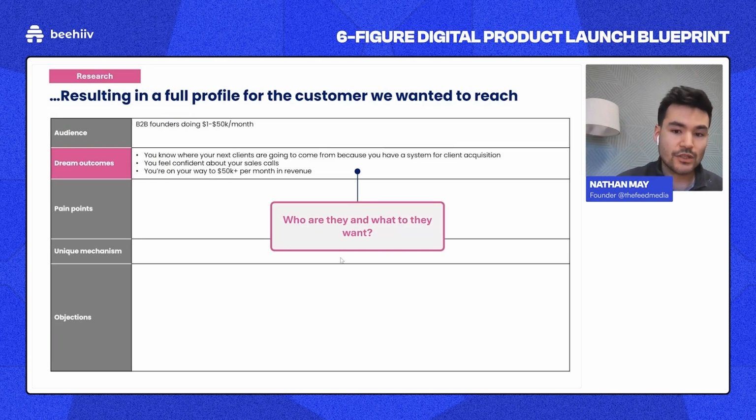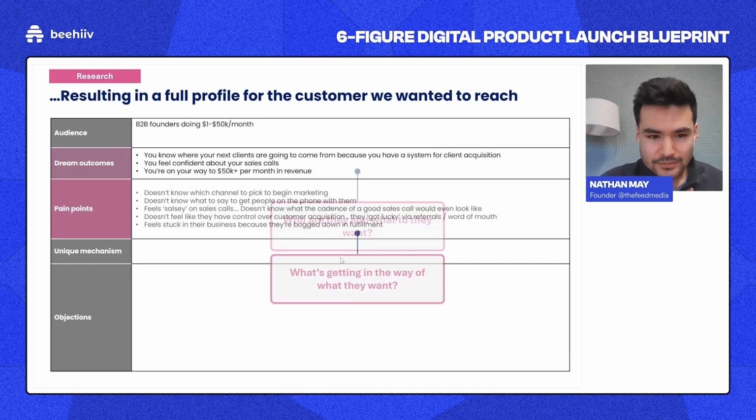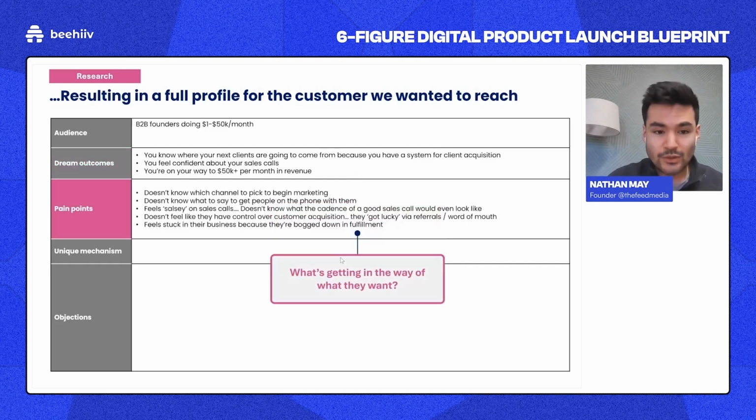The first thing we were trying to answer is, who are these people? What do they want? For us, that was people who are in B2B. They're on their way to 50K a month plus in revenue, but they're not there yet. And they want to know where their next clients are going to come from, because they have a system for customer acquisition. It's not random. They know where the customers are going to come from, and they feel confident in their sales calls for those customers. What are the pain points? We'll go through all of these, but just to give you an example, a lot of people didn't know what channel to even start with. You've got content, you've got ads, you've got cold email, you've got cold phone calls. There's so much. It's like, what do I choose? And what if I make the wrong decision? That was a huge fear that we had to address.